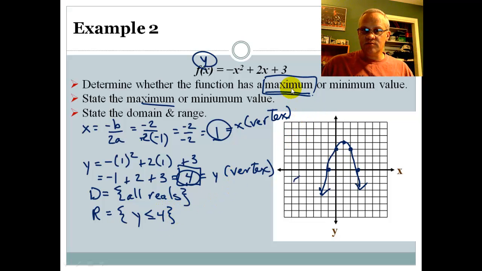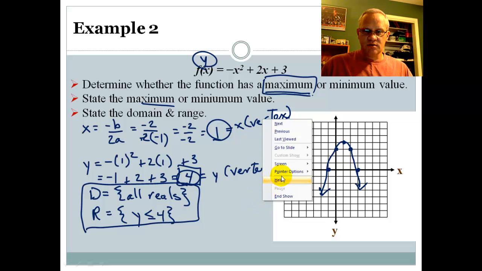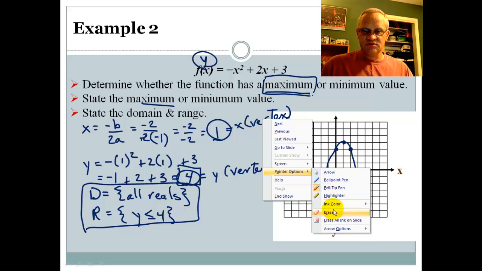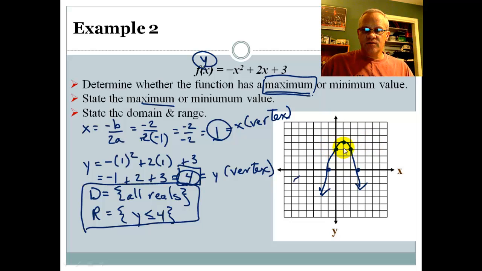If it's a maximum and the maximum is 4, all your range, or all your y's, have to be less than or equal to 4. If it was a minimum and it was 4, then all your y's would have to be above 4. So you don't really need this graph to figure this out on the domain and the range. But I had this idea here, and then we'll be done. I'm going to change colors here. Go red, I guess.